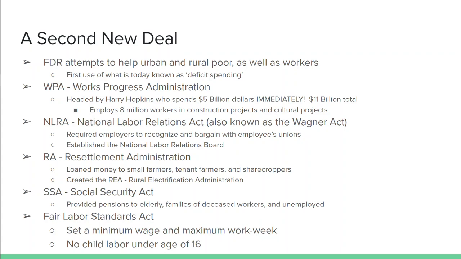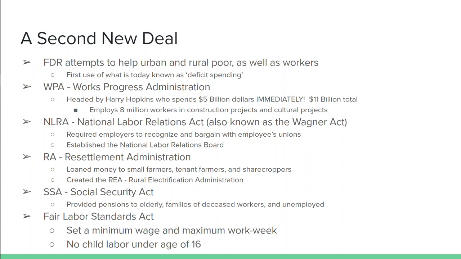Harry Hopkins, on his very first day on the job for the WPA, spends $5 billion. He just walks into work as the head of this new government agency and writes a check for $5 billion. All total, before the WPA is shut down, Harry Hopkins spends $11 billion.